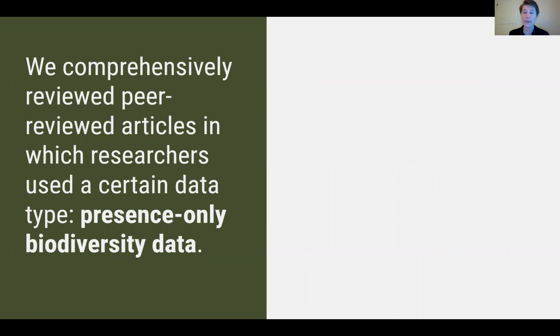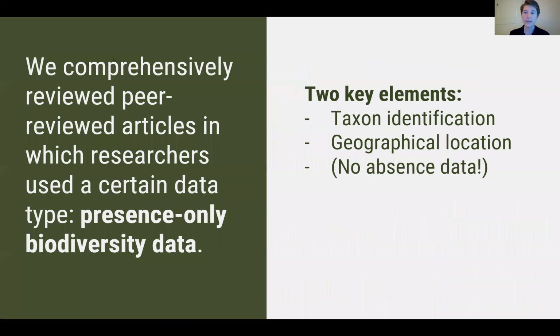This work came from a systematic review where we tried to comprehensively evaluate any and all peer-reviewed English language articles with just one common characteristic, the use of presence-only biodiversity data. Now, by presence-only data, we mean point occurrences where an organism was observed, with just two key elements, the taxon ID and the location.